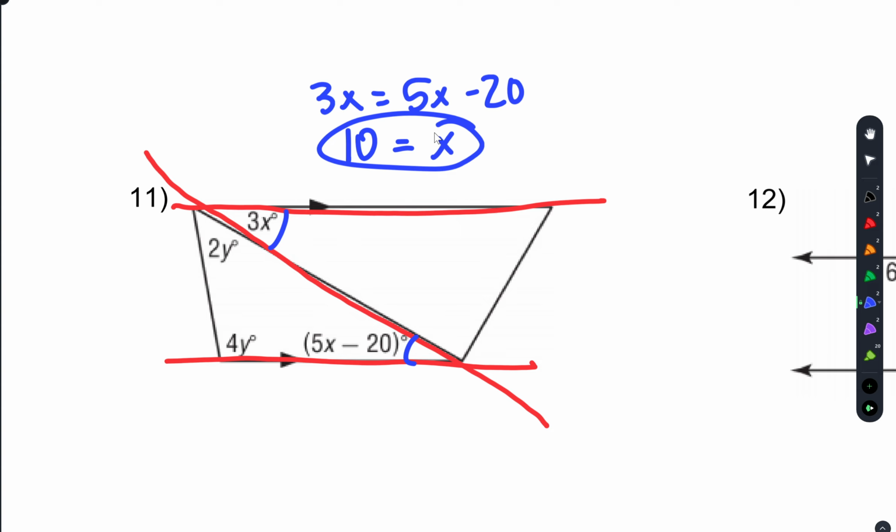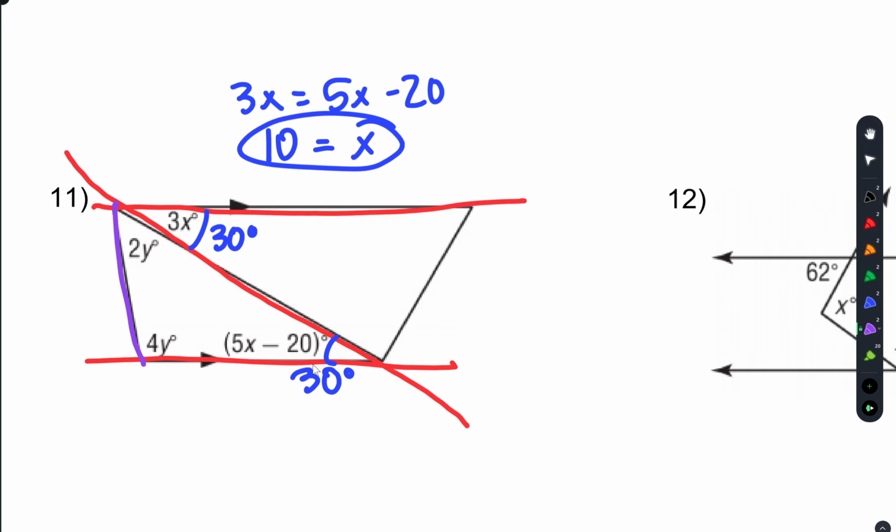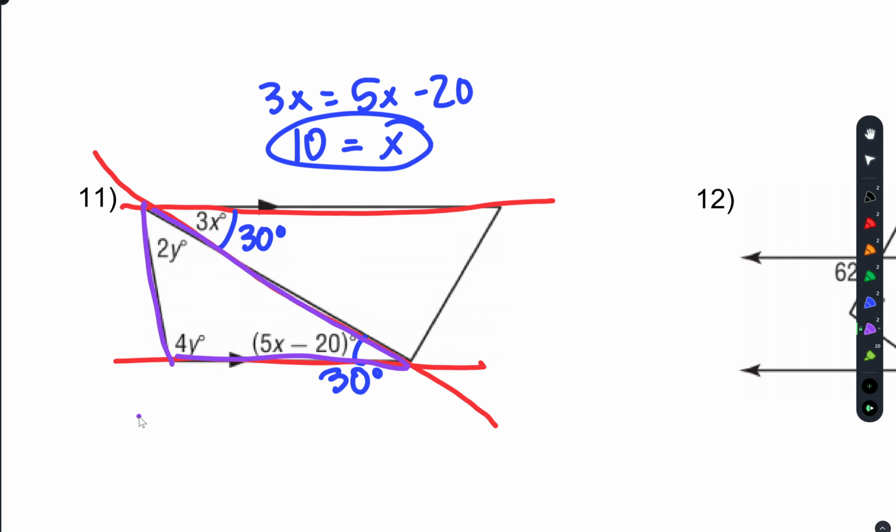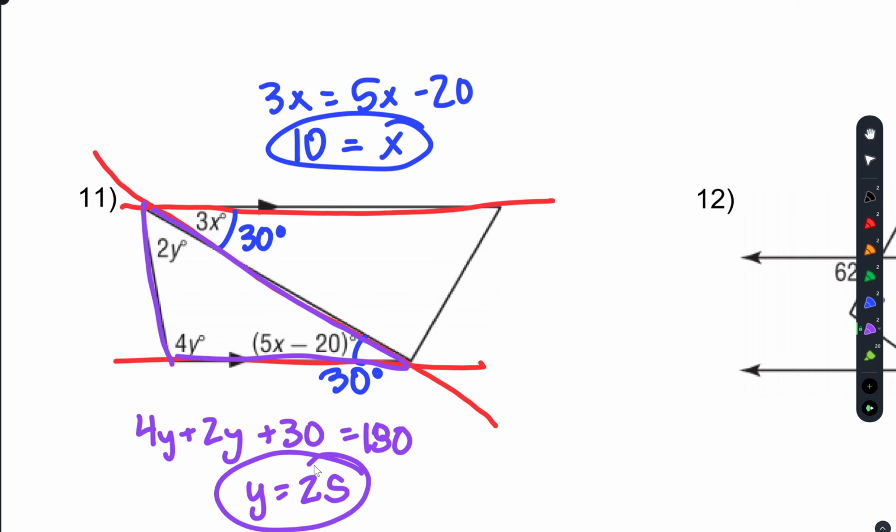Like we did on our warm-up, we could use the triangle. Do you see that triangle on the left-hand side? If I plug in these values, I know that this angle is 30, right? Plugging in x. So then, is it okay if we say that this triangle right here adds up to 180? 4y plus 2y plus 30 equals 180. And I think that gets me y equals 25. Yeah. Are we okay with that?